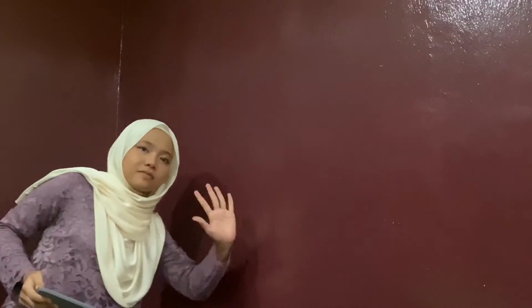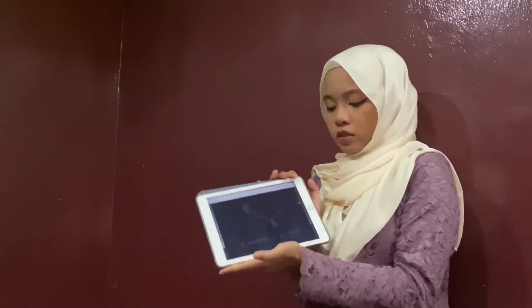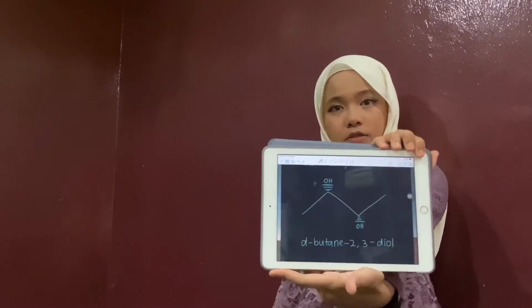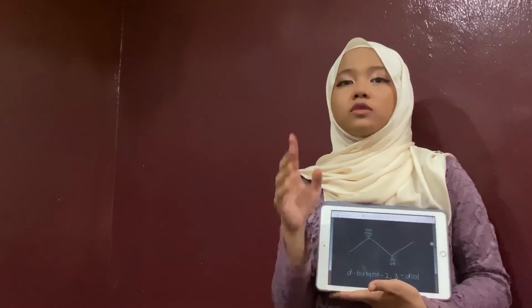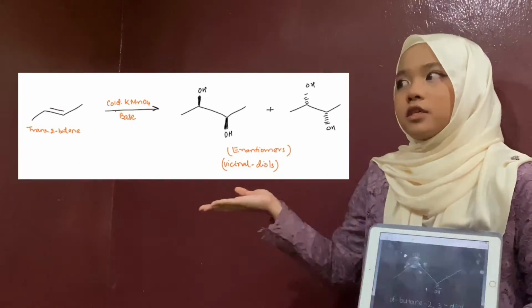Hi there! We meet again. So here I will explain to you about compound F. I have found compound F is D-butan-2,3-diol, as you can see here. So why did I find that compound F is D-butan-2,3-diol? Because this question already stated that compound B reacts with potassium permanganate to produce a racemic mixture, which is compound F and G. So here is the equation for it.